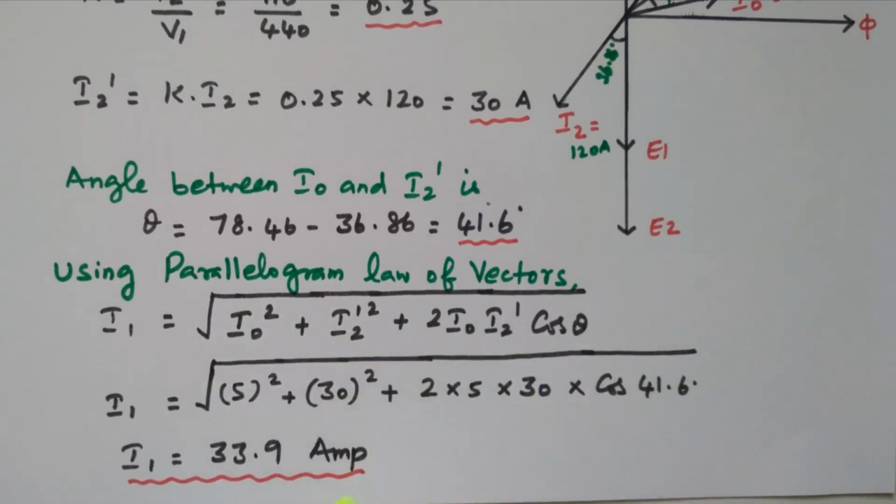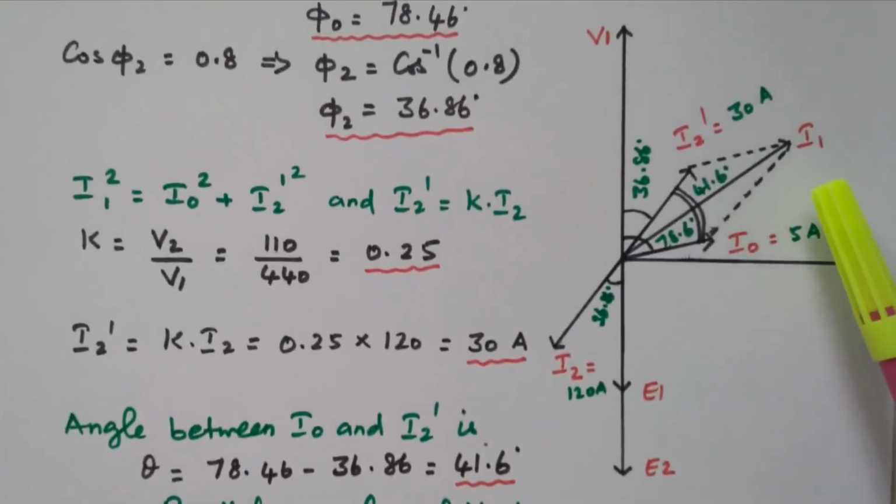Now substitute all the values. I0 is 5 ampere, so 5 square, plus I2 dash we calculated 30 ampere, so 30 square, plus 2 into I0 which is 5, into I2 dash which is 30, into cos theta. The theta value is 41.6 degree. By simplifying this for all these values and taking the square root, we got 33.9 ampere. The current taken by the primary, the total current taken by the primary, is 33.9 ampere, right? From this vector diagram we can also easily calculate this I1 value.